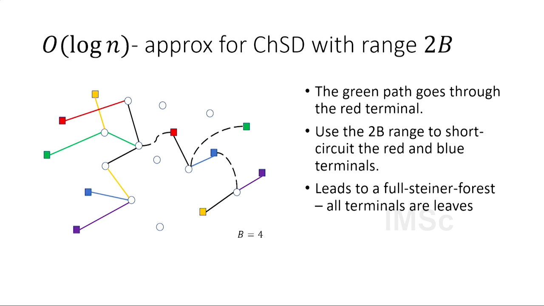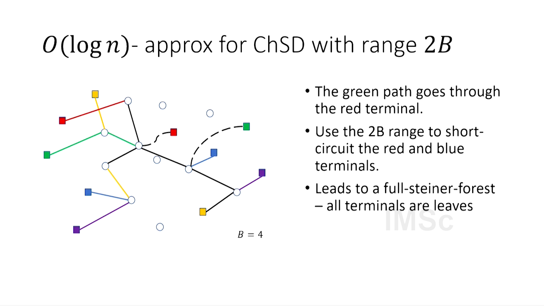Right? I add these edges, which are of length 2b now. And I will then remove one of those edges. So I now have, as you can see, a full Steiner tree. This can always be done. So this is a full Steiner tree. None of the terminals are internal nodes in this tree. So that's where the 2b comes from.